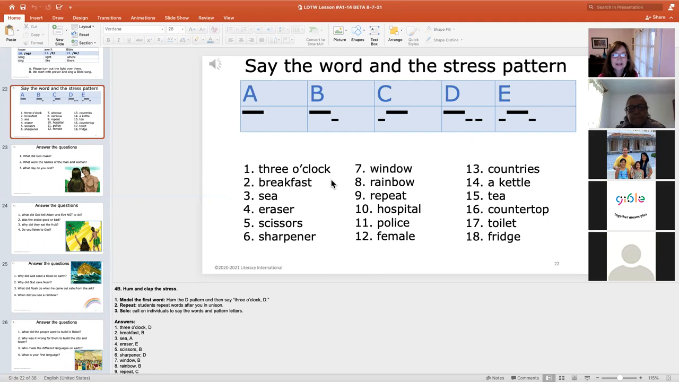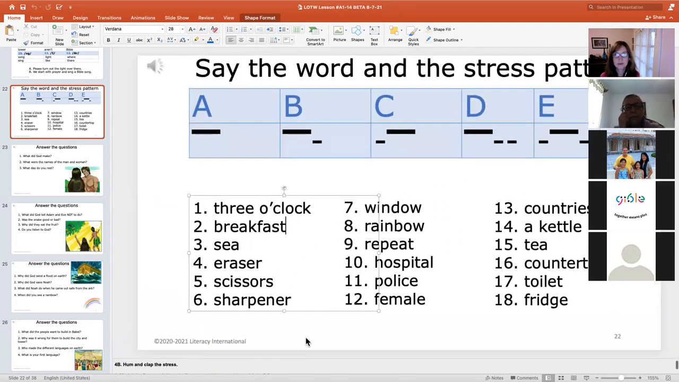And then you'll ask the students to go through. We model the word, then they can repeat it. So class, please repeat: 3 o'clock, 3 o'clock. 3 o'clock. Thank you, Kimberly. Good. And 3 o'clock is letter D. We do the same thing, and then we can say, for example, breakfast, breakfast.